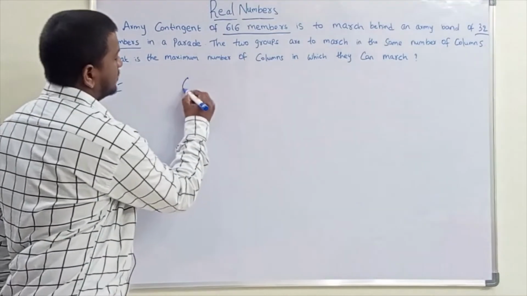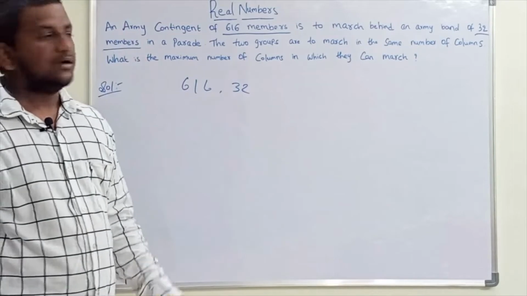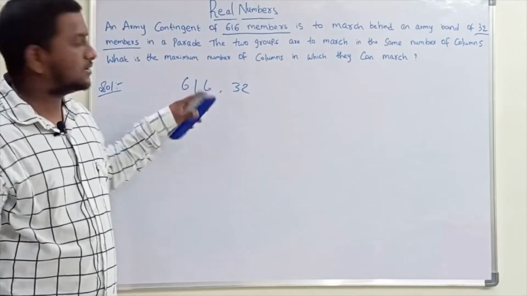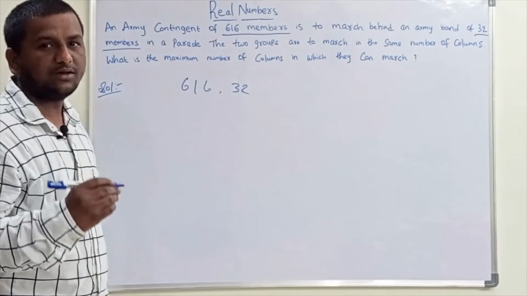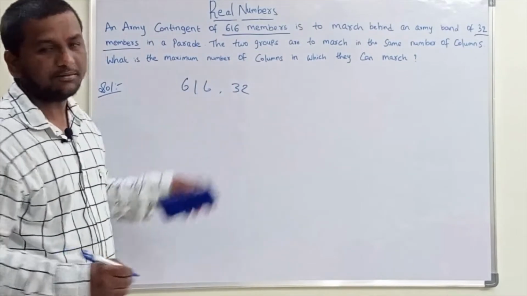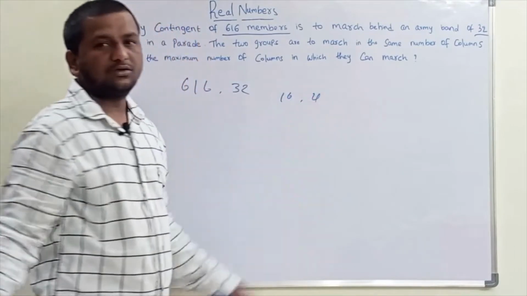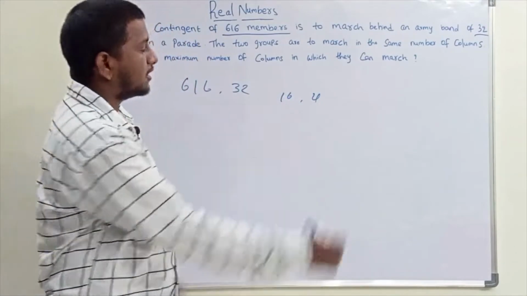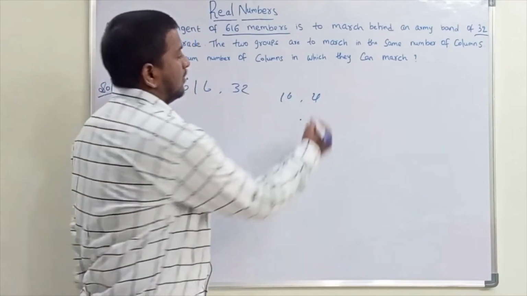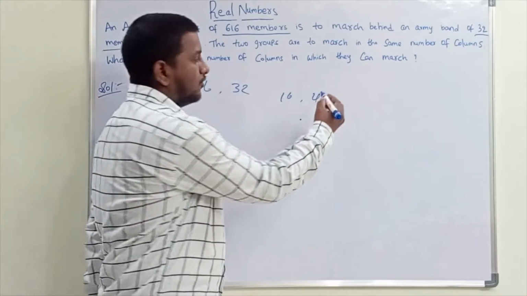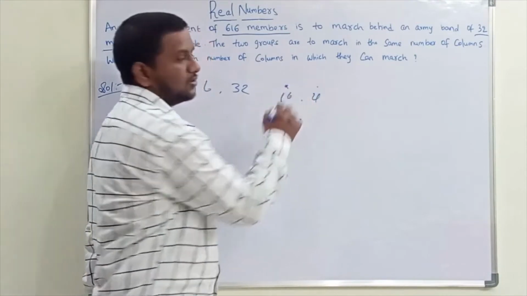So here 616 and 32. Instead of these big numbers, first I will try and explain with small numbers. Then we can easily correlate with the big numbers. So let's say 16 and 4 are there. What is the maximum number of columns? We can try this one by one also. Let's represent the 4 members of the army band with a dot and the 16 members with a star.